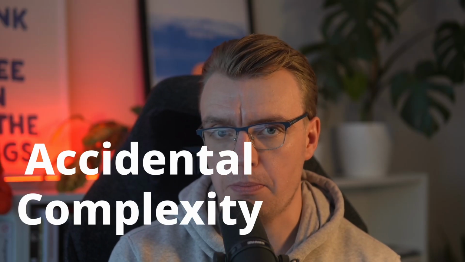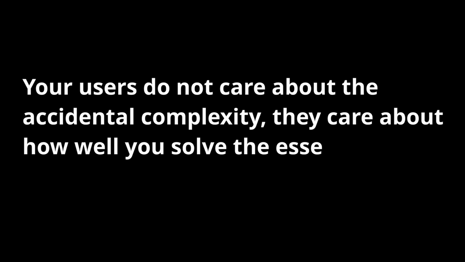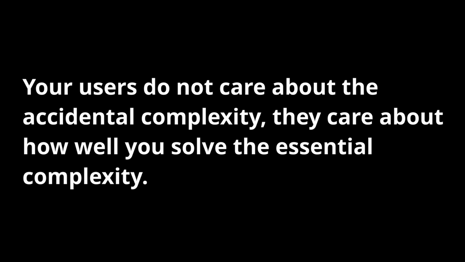Accidental complexity though, that's the other type of complexity. That's the complexity that comes from the decisions that you choose to make as a developer or an architect. Build a monolith or build with microservices. Build with Kubernetes or serverless. Choose to use DynamoDB versus Postgres. All of these things have their own types of complexity. And a fundamental goal of modern software systems should be to reduce this accidental complexity as much as possible. Your users do not care about how much accidental complexity you have in your system. They care about how well you solve the essential complexity.